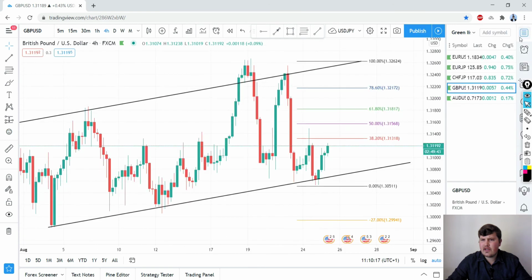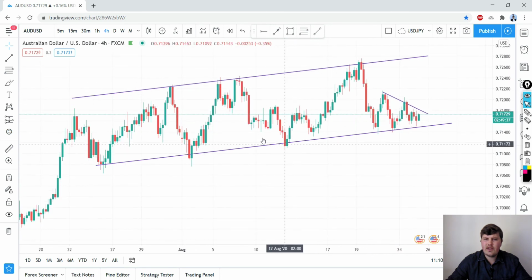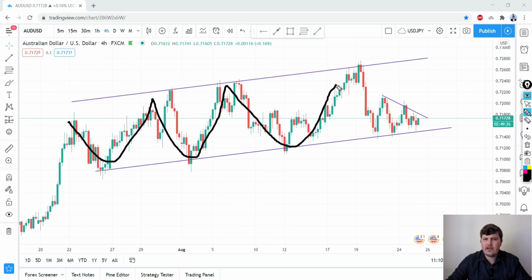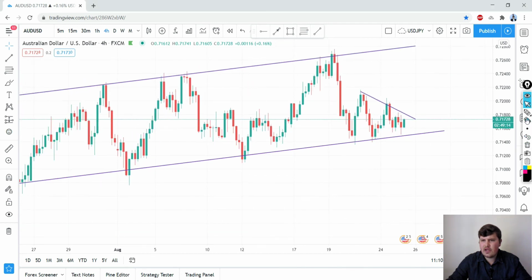Taking a look at our last chart, the Aussie USD, also in a bullish channel. So it looks like all of the dollar pairs are currently ranging in this bullish channel. It's still making higher highs and higher lows, so there's no indication of shorts at the moment. The Aussie is currently trading in this pennant, in this rectangular pattern. So a clear break above this trend line can indicate a run to the top of this bullish channel.